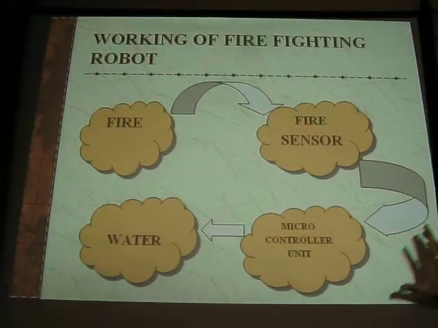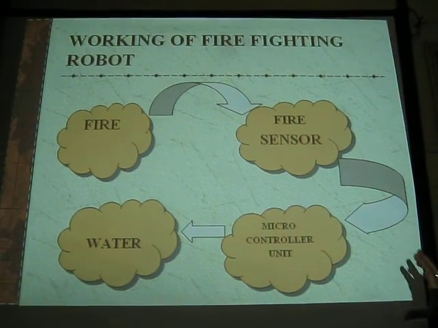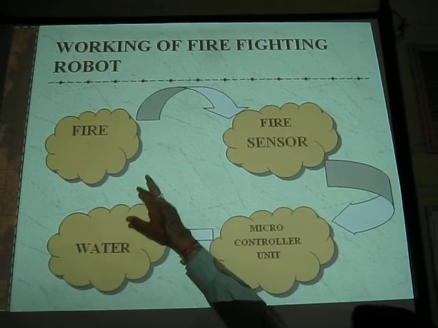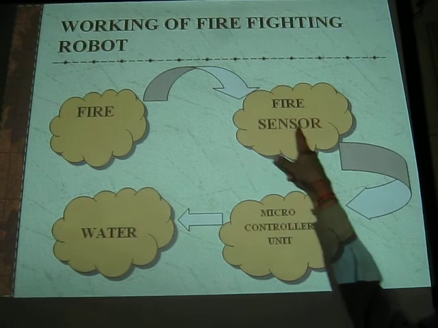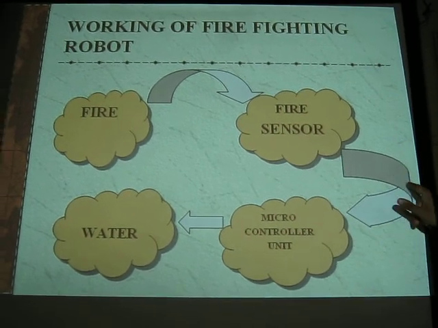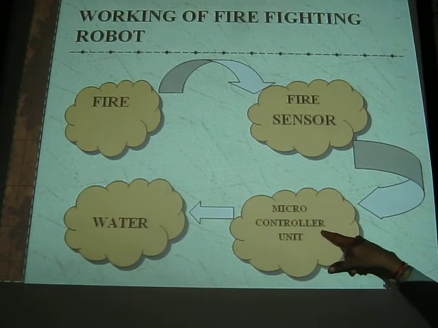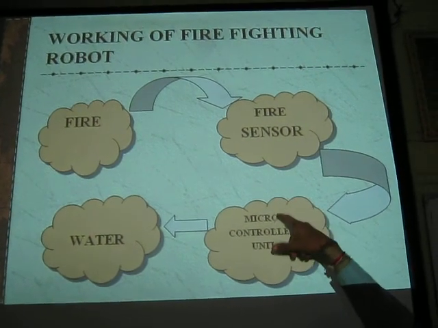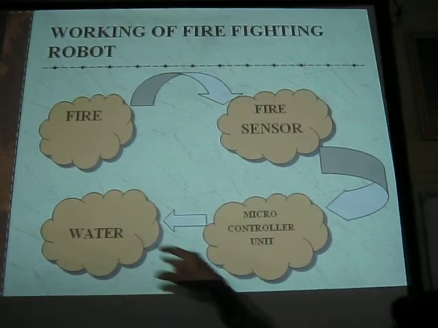Next. See, this is the function of the firefighting robot. If fire is detected, according to the light intensity of the fire, this fire sensor will give the output. That output goes to the input of your microcontroller. Then the microcontroller will move the robot and pump the water. Next.